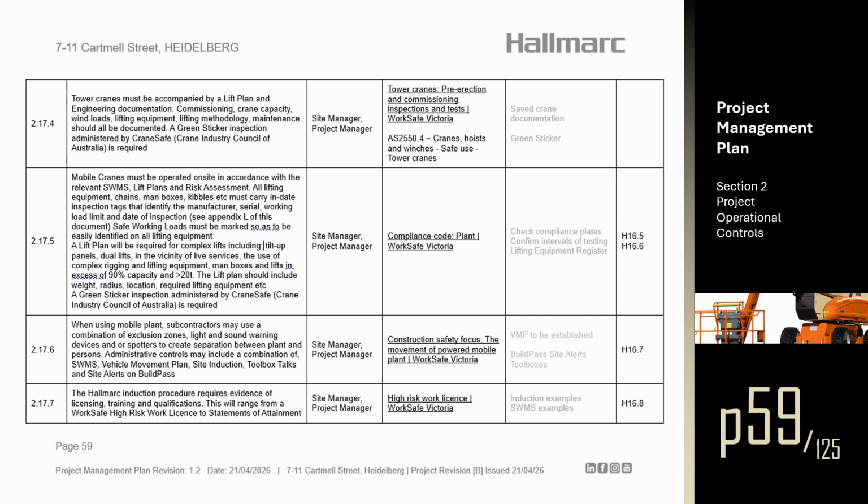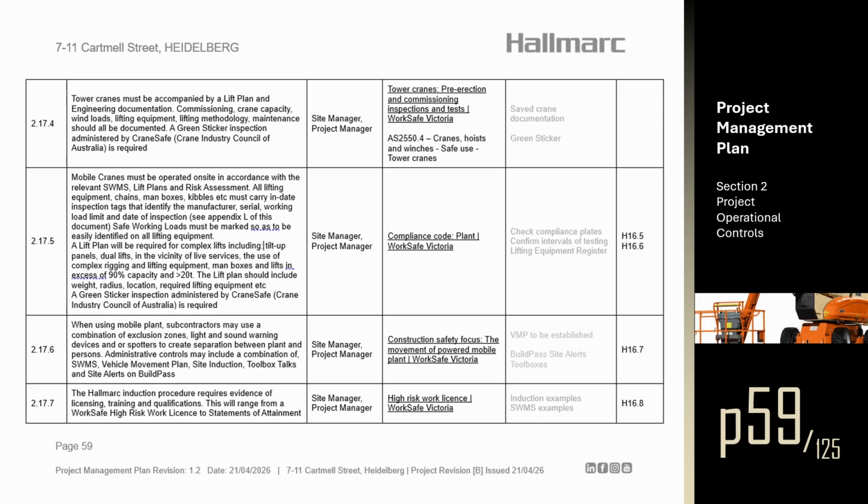Section 2.17.5. Mobile cranes must be operated on site in accordance with the relevant SWIMs, lift plans, and risk assessment. All lifting equipment, chains, man boxes, kibbles etc. must carry in-date inspection tags that identify the manufacturer, serial number, working load limit and date of inspection. See Appendix L of this document. Safe working loads must be marked so as to be easily identified on all lifting equipment.